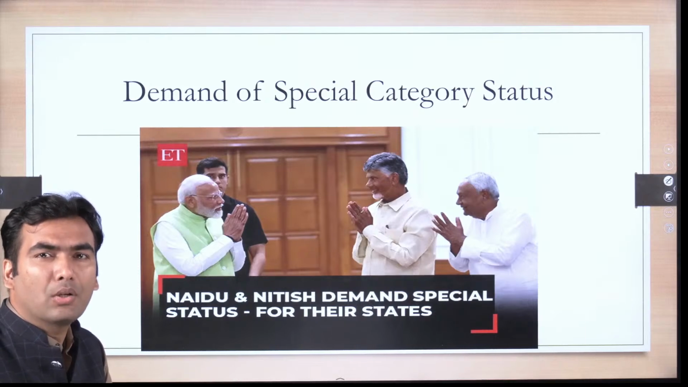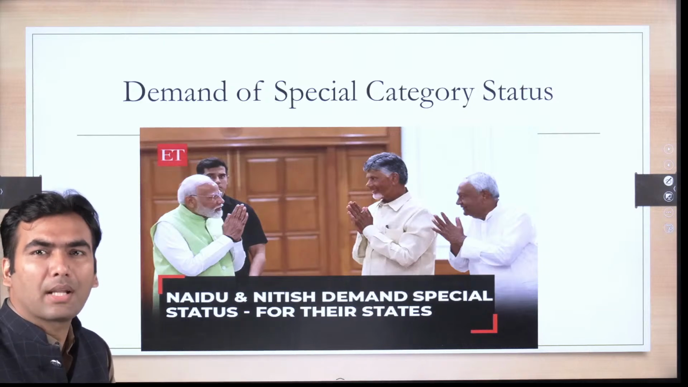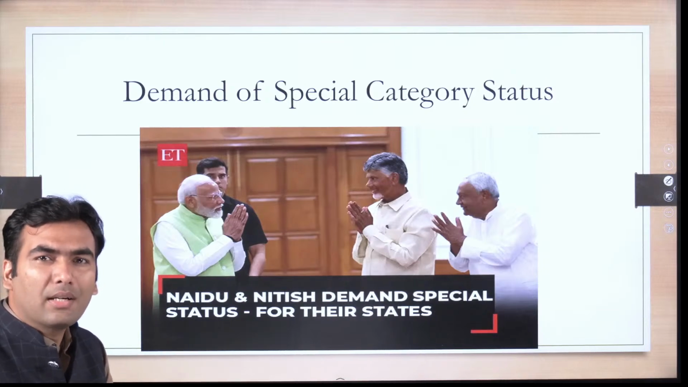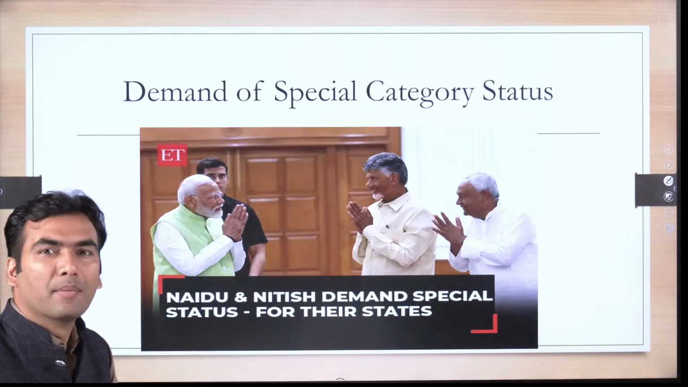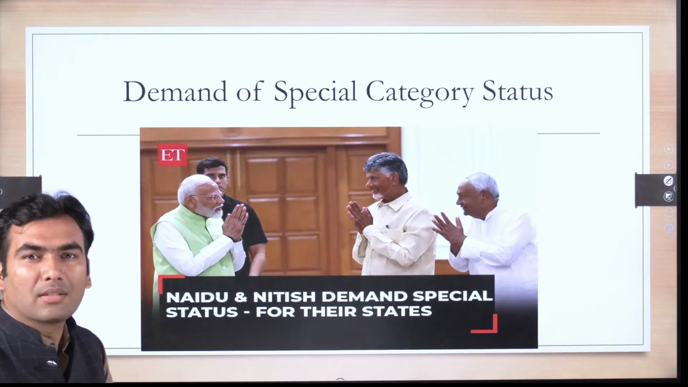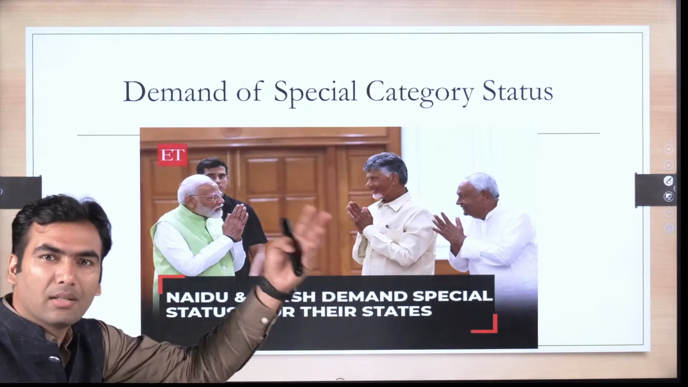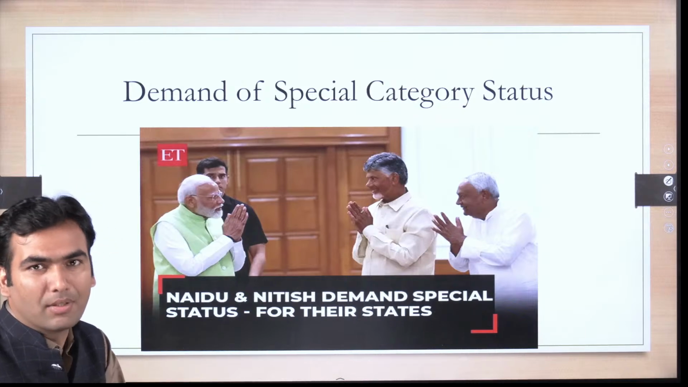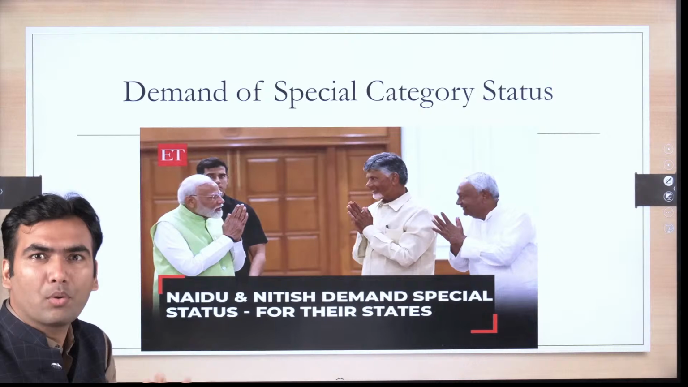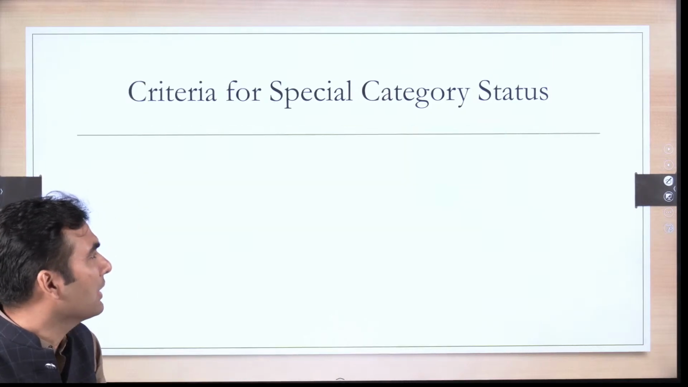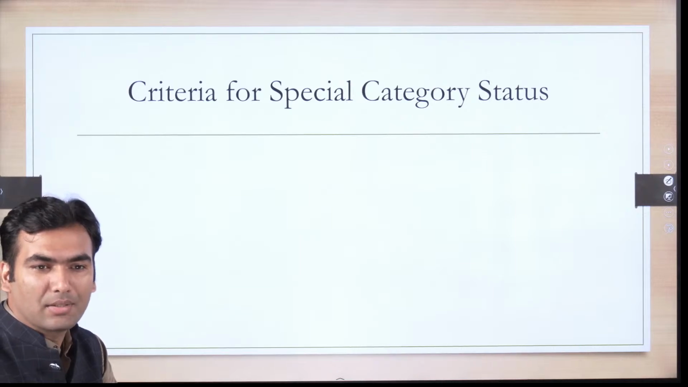We as students of polity, or as rational beings, should look into the criteria. What are the criteria that are used for giving a special category status? If a particular state satisfies those criteria, give the status. If these states also satisfy, give the status to them also. If they do not satisfy the criteria, do not give the status. That's a simple, rational approach. So let's first understand what criteria are used for special category status.